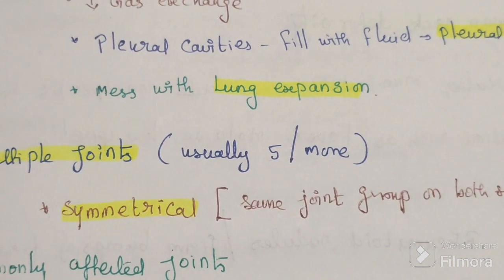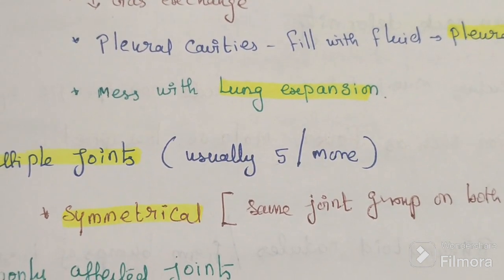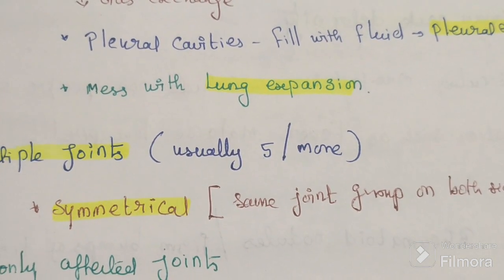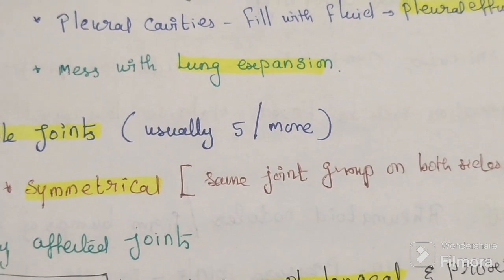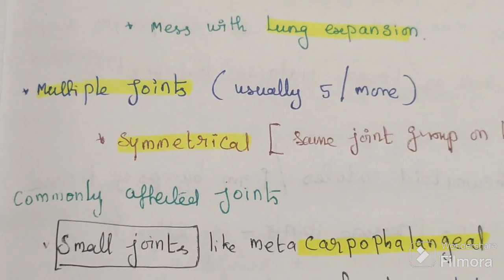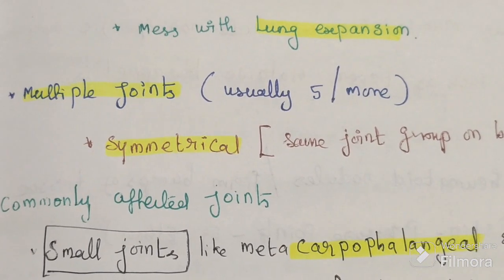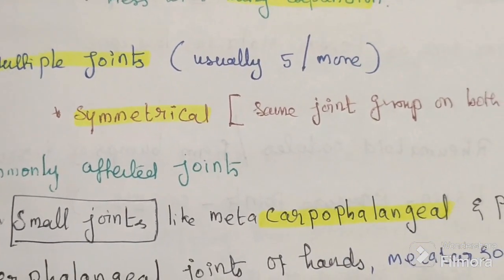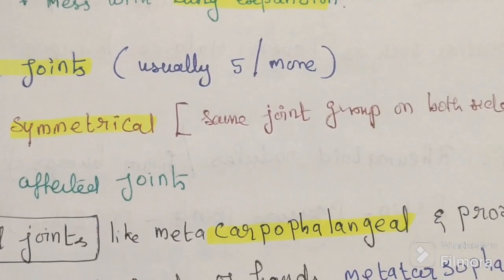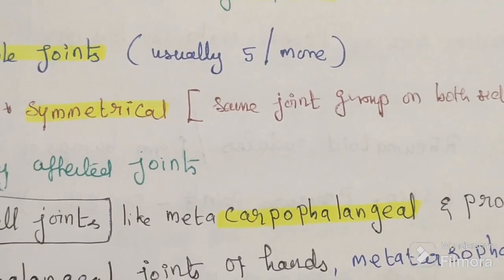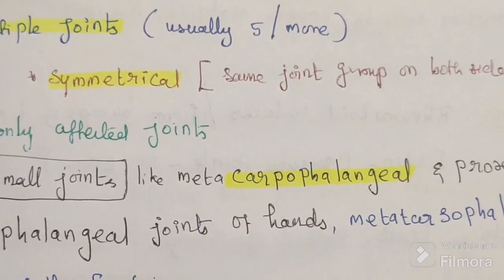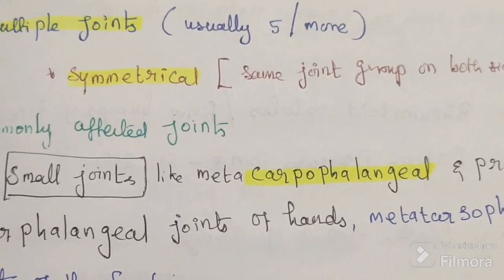Then symmetrically, meaning the same joint group of both sides of the body, like both hands for instance. Commonly affected joints are small joints like the metacarpophalangeal and proximal interphalangeal joints of the hand and metatarsophalangeal joints of the feet.